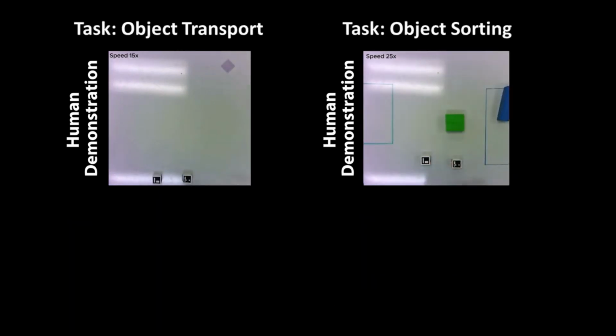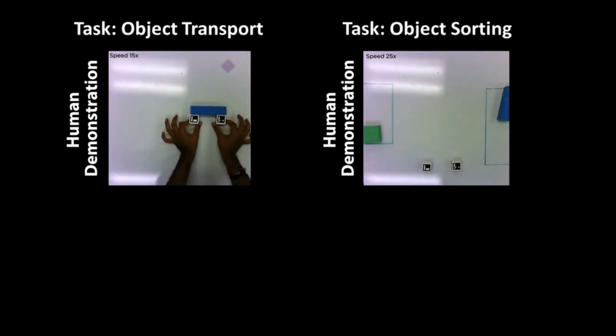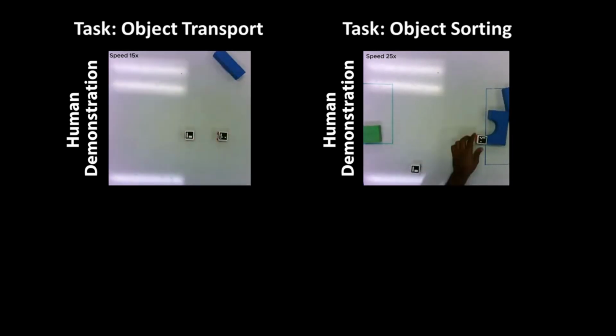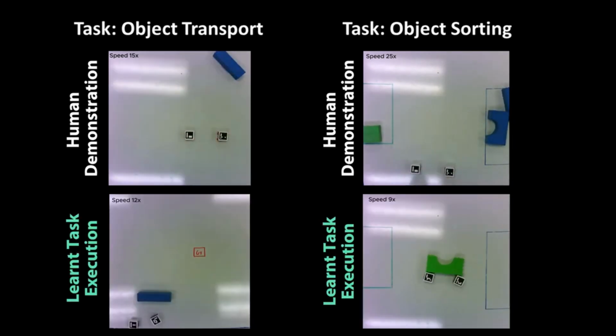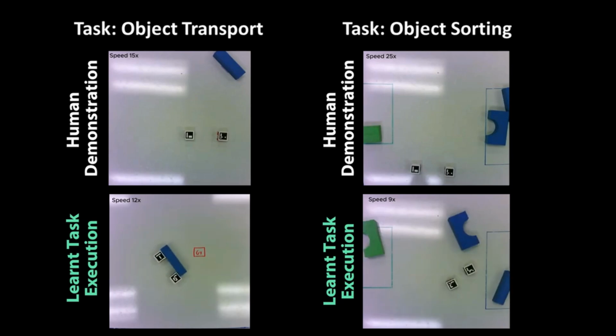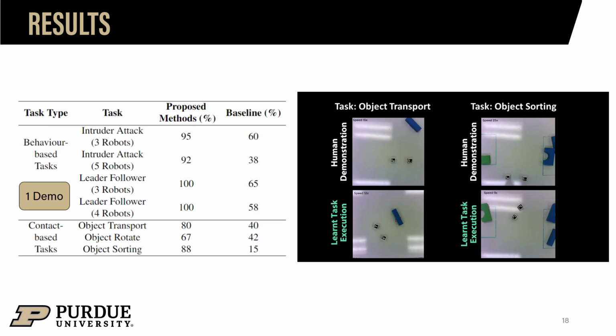Finally, we show contact-based tasks as well, which are the object transport and the object sorting tasks. The object transport involves transporting an object from one location to another. The sorting task is a little bit more complex, where depending on the color of the object, different objects are sorted to different goal positions.